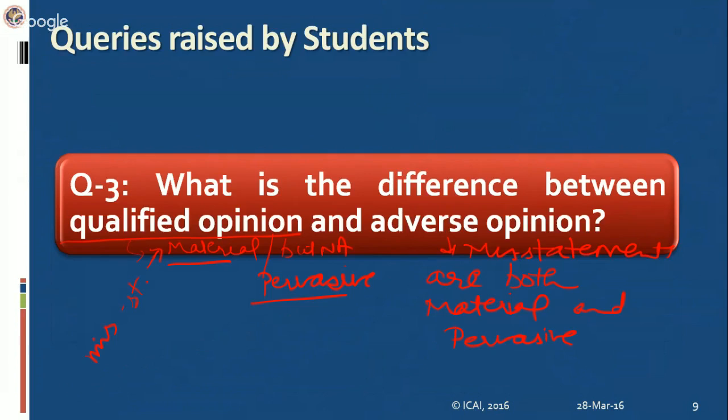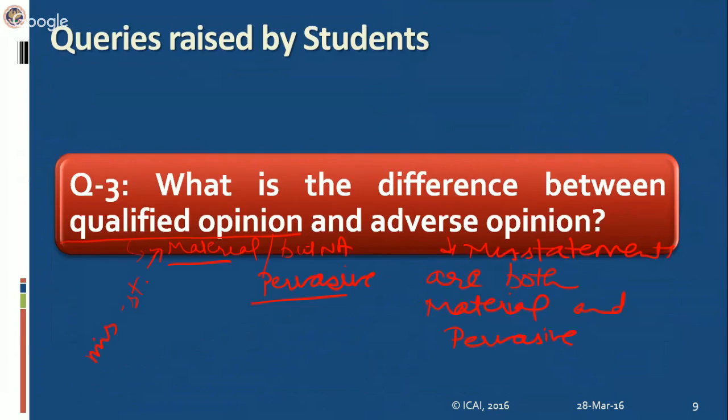Means misstatement. You remember my first lecture on the basic concepts, where we explained the word misstatement, material misstatements, and risk of material misstatement. Students, recall, misstatement is nothing but difference. This is the difference between actual and required. What I have actually presented in the financial statements and what was required in the financial statements, this is the difference. Misstatement.